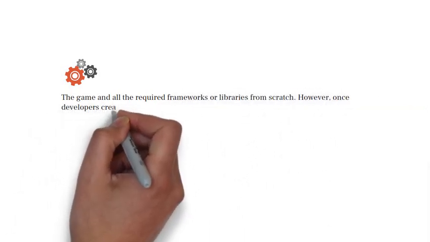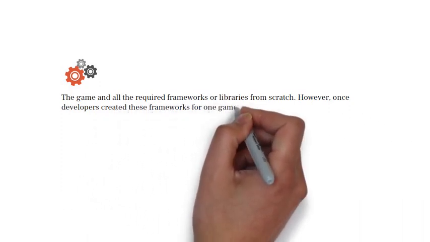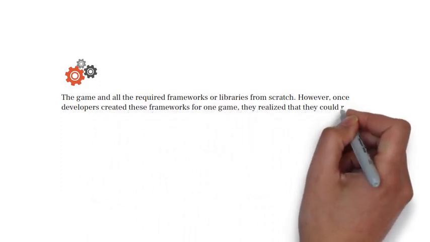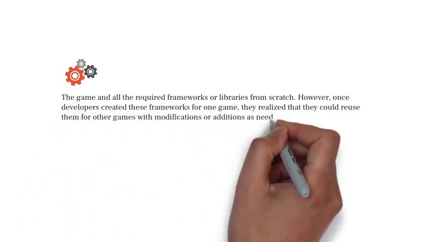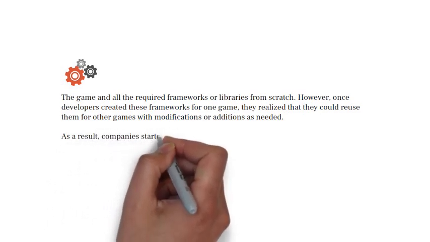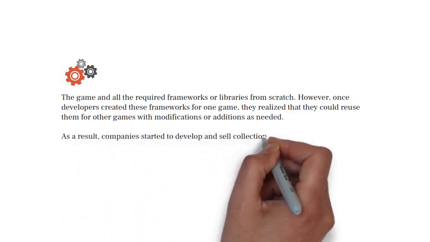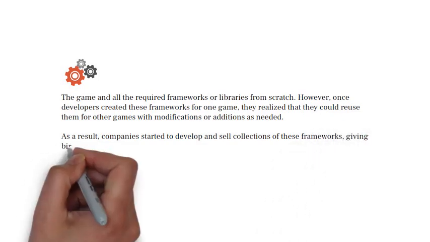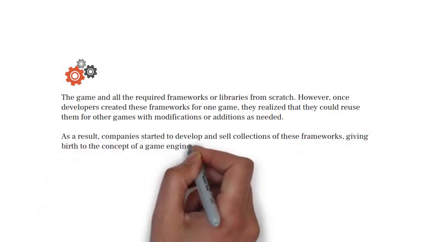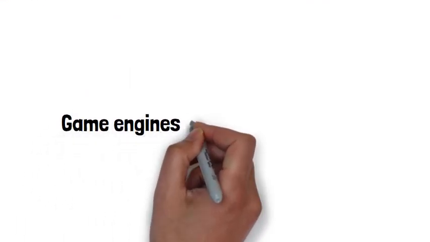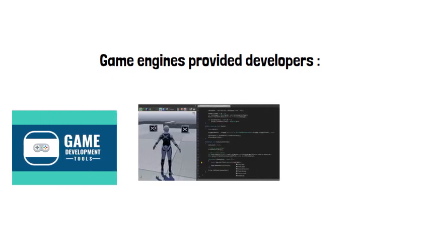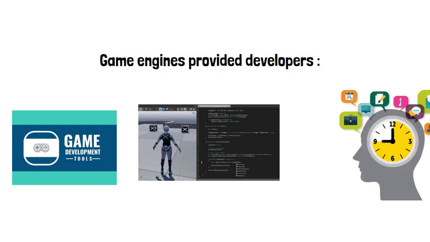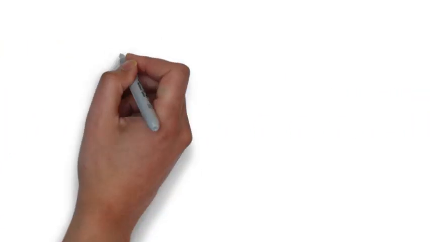However, once developers created these frameworks for one game, they realized that they could reuse them for other games with modifications and additions as needed. As a result, companies started to develop and sell collections of these frameworks, giving birth to the concept of the game engine. Game engines provide developers with ready-made sets of tools, libraries and support programs, saving them tons of time and effort in building everything from scratch.